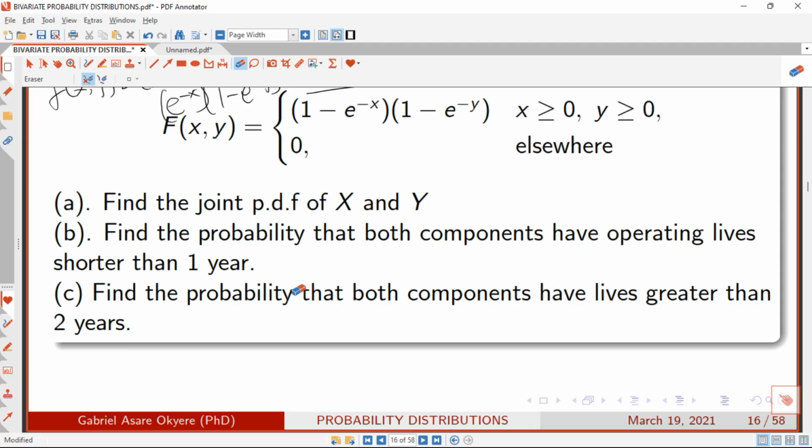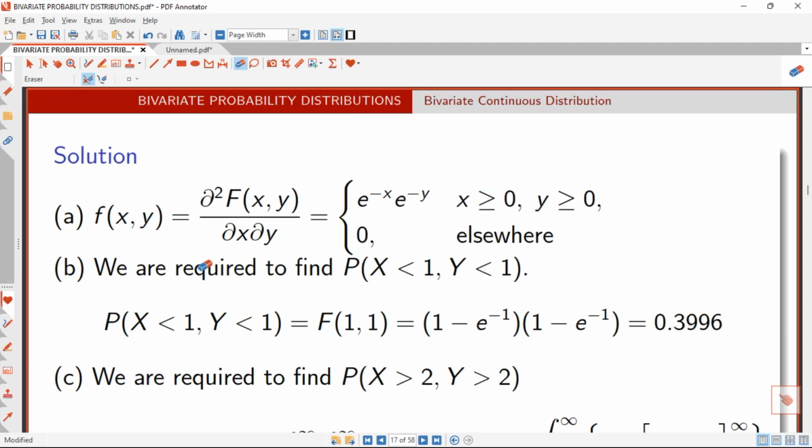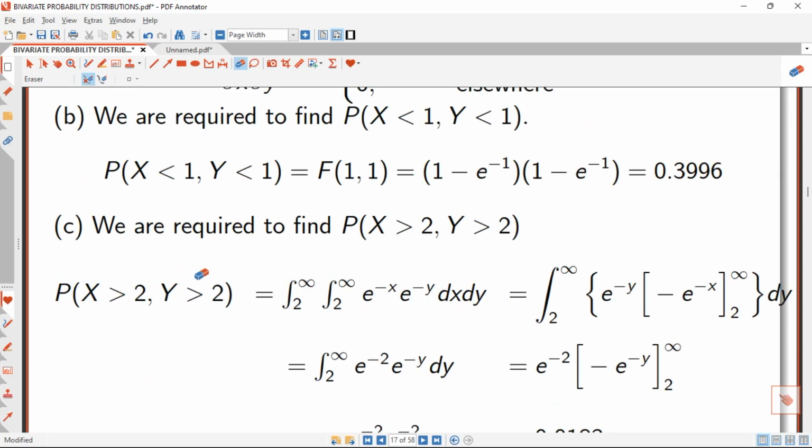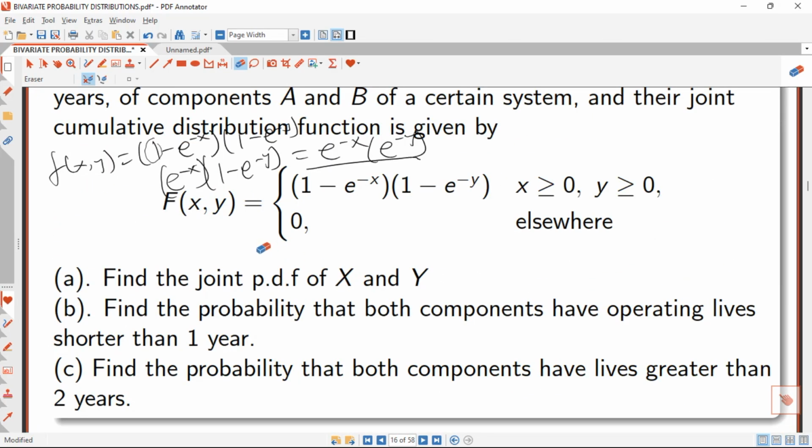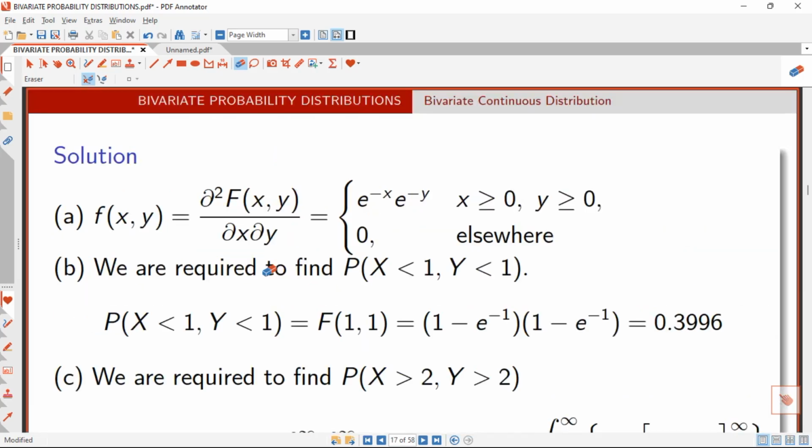Okay, and the last question says that we should find the probability that both components have life greater than 2 years, right? So if we want that one, that means the probability that our x is greater than 2 and our y is greater than 2, right? For this one, we are doing the normal integration. So we are going to integrate from 2 to infinity and from 2 to infinity of our joint. Don't go and use the cumulative distribution given here. If we want to find the probabilities, we use the joint PDF.